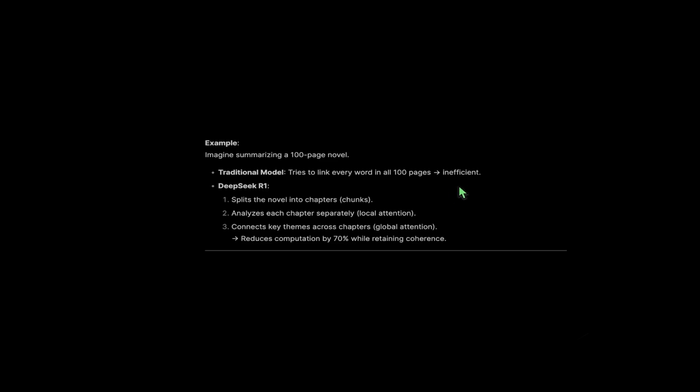A traditional model would try to connect every word across all pages, resulting in millions of unnecessary comparisons. DeepSeek, however, splits the novel into chapters, analyzes each chapter separately, identifies the most meaningful sentences and words, and then merges the insights from all chapters. This approach significantly reduces computational effort by nearly 70%, while maintaining strong understanding and accuracy.